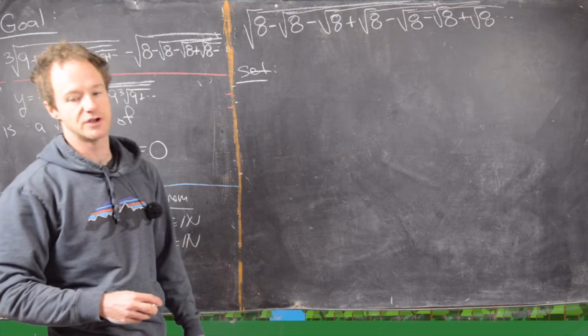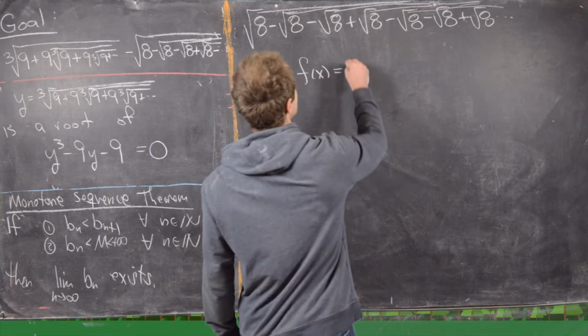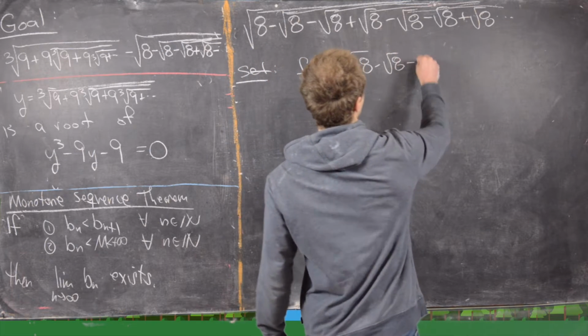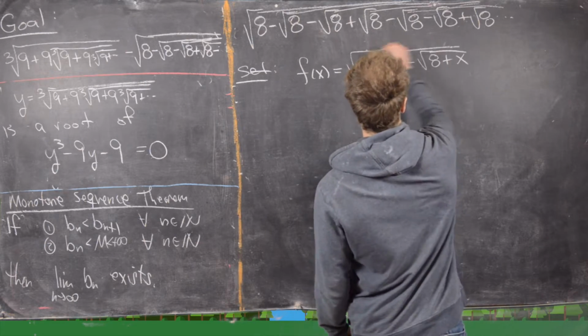And the function I will use is the following. So I'll have f of x equal the square root of 8 minus the square root of 8 minus the square root of 8 plus x.